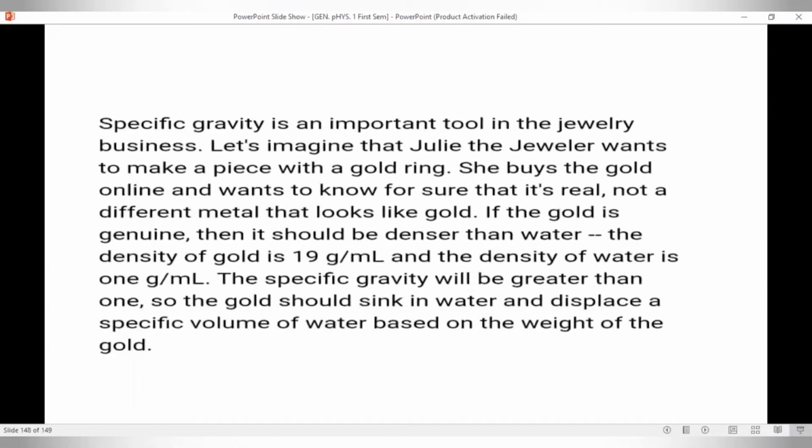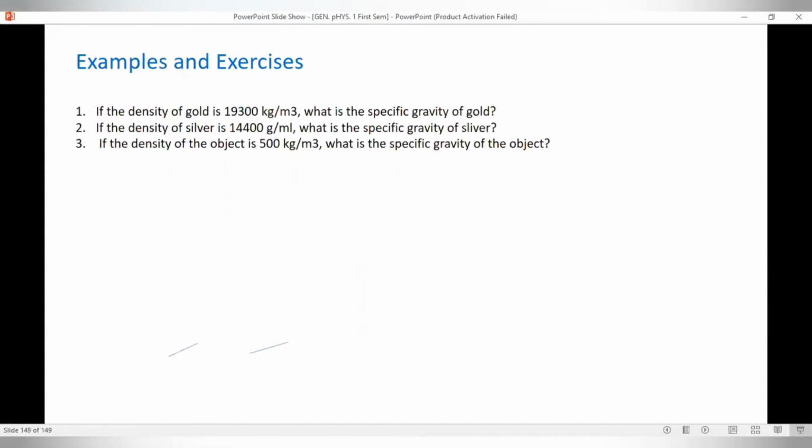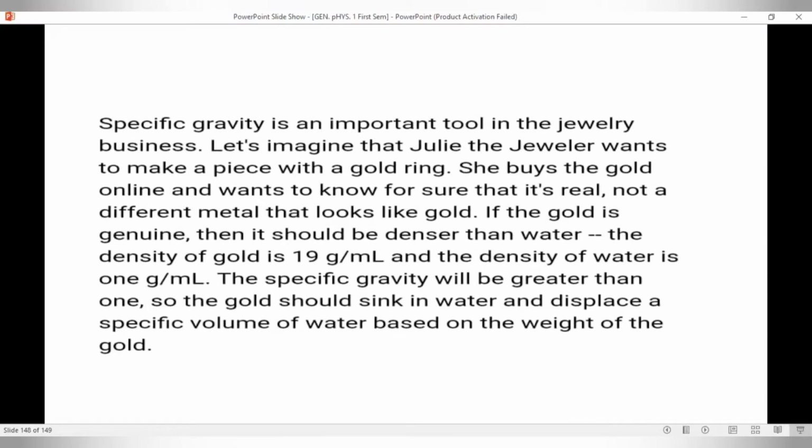Okay? Specific gravity is an important tool in jewelry. So it is also one of the things used by those who do business in jewelries for them to know whether a certain jewelry is pure or not. Remember, this is what Archimedes used to prove the king's crown, because of the buoyancy. Later on, when we tackle Archimedes' principle as part of this discussion, you will know how Archimedes proved whether the crown the king had him test was pure gold or not.